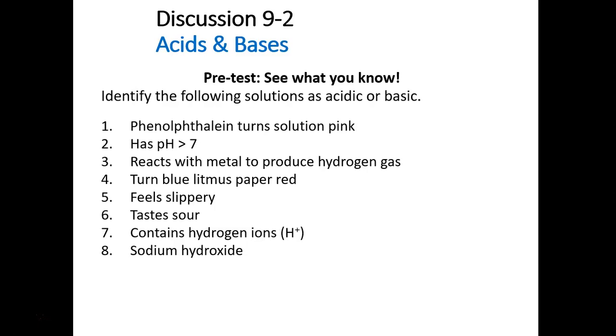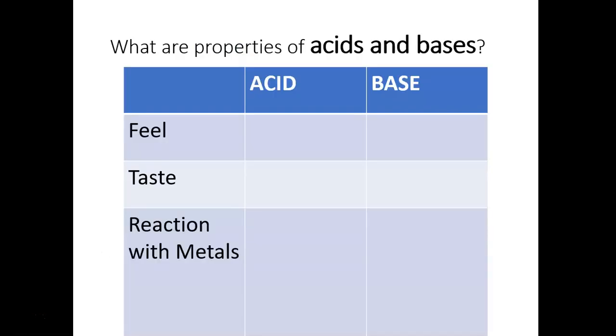Now, my guess is you probably know which one has a pH greater than 7. You probably know which one feels slippery and tastes sour, and you should know 7 and 8 from Unit 5 when we talked about neutralization reactions, but you may not be so sure about 1, 3, and maybe 4. Okay, so let's go through and talk first about some properties, and then we'll talk about some of the math associated with pH.